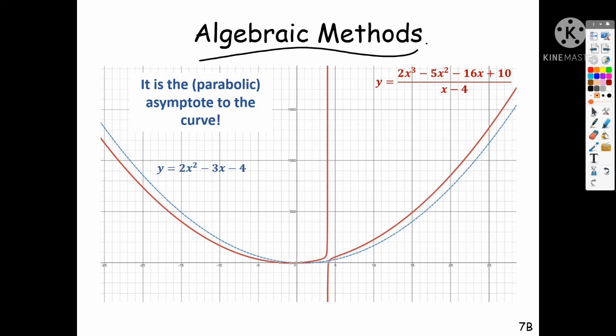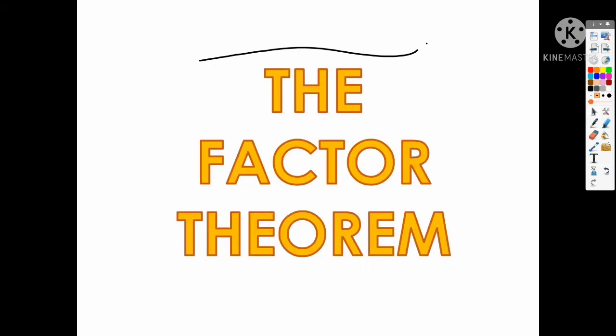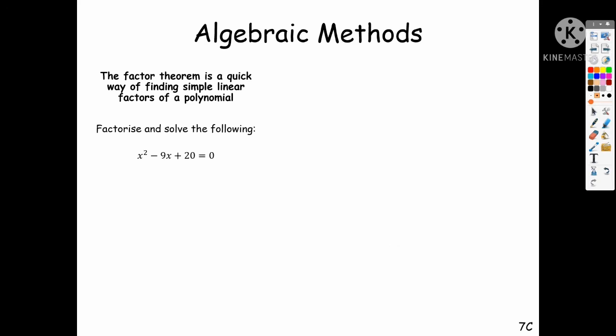Basically, factor theorem and all that, which is coming next. Which, funnily enough, is right now, the factor theorem. So the factor theorem is a way to find out the factors of any polynomial, and you'll see that right now. So, the factor theorem is a quick way of finding simple linear factors of a polynomial.